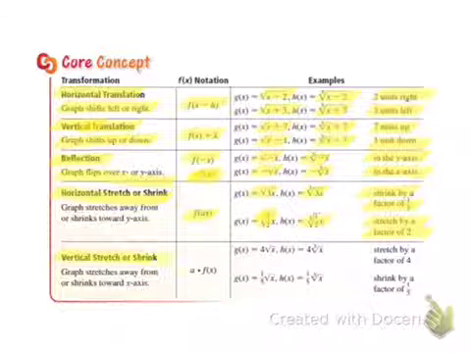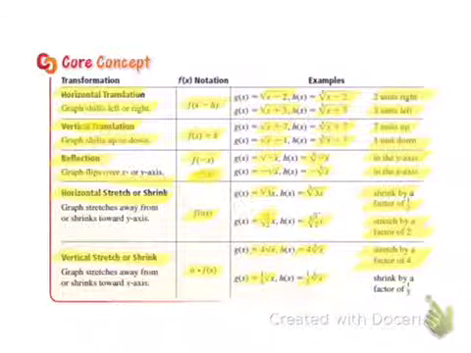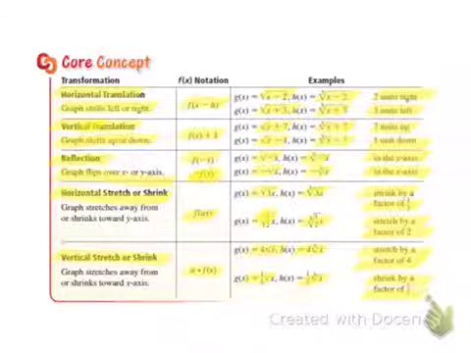Your vertical stretch or shrink is on the outside. The 4 on the outside tells me a vertical stretch by a factor of 4. The 1/3 on the outside here and here tells me a vertical shrink by a factor of 1/3. All the same stuff that we've done 3 or 4 times this year already. Just make sure you write down this entire table again.